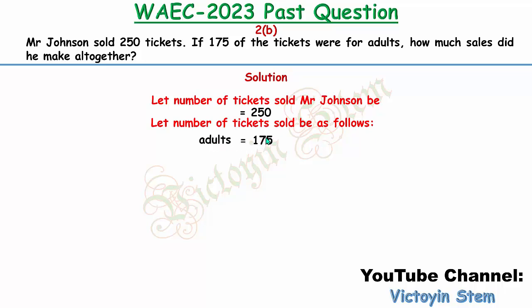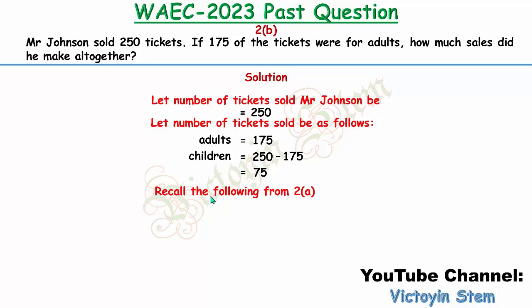Adults, 175 tickets were sold to adults, okay? It's been stated in the question. Now for children, it will be equal to 250, which is the total number of tickets sold, minus 175. The difference between 250 and 175 is 75. Is that okay? 75. Now, since 75 is the number of tickets sold to children, now the work is easier.